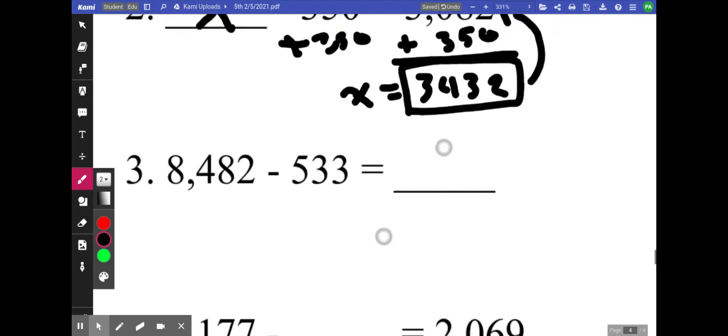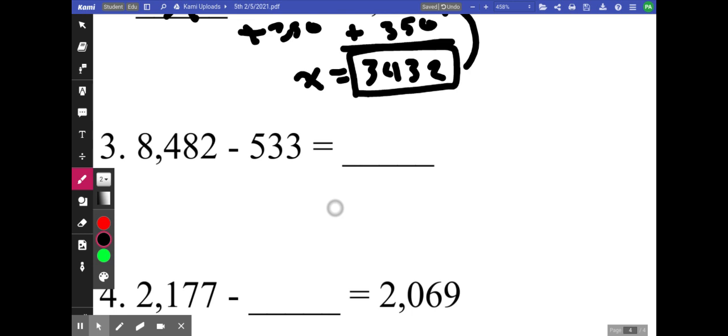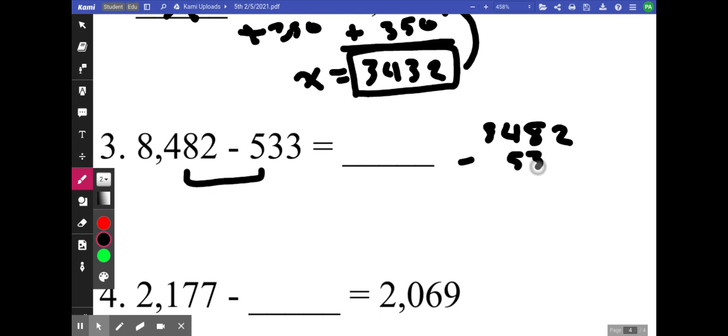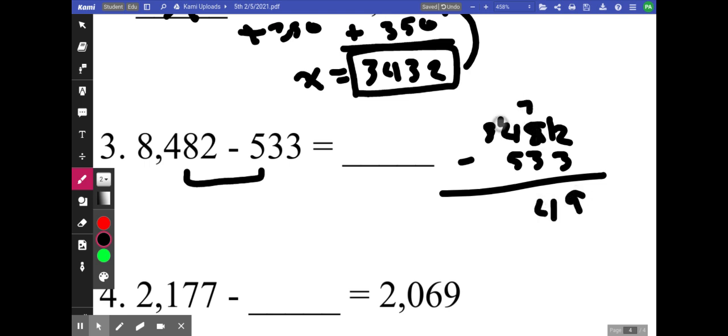So let's try to do one with subtraction. Let's do number 3. So obviously, this is quite simple. It's a quite simple process. All you need to do is subtract these two numbers. So let's do it. Since 2 minus 3 doesn't work, we're going to have to do a 10, 7, 9, 4. Bring another 10. We're going to do 9, 7. So with subtraction, you were able to find 7,949.